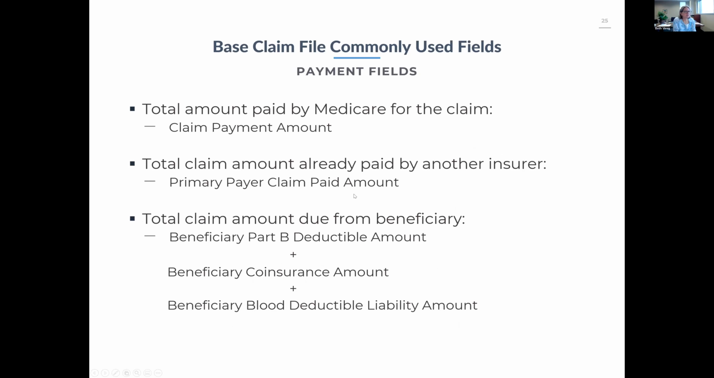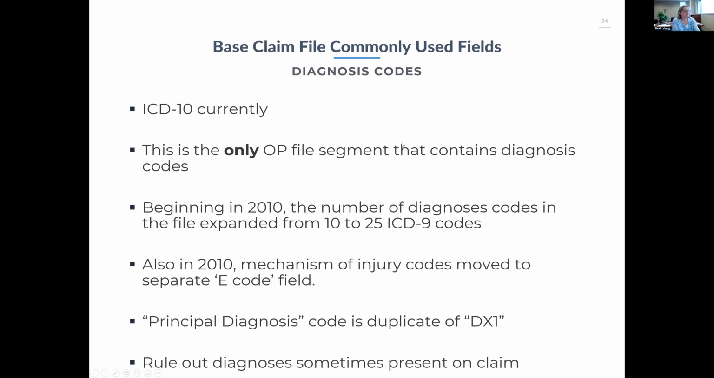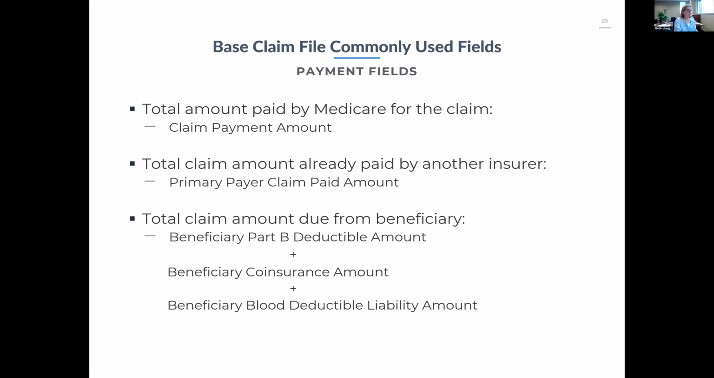Payment fields. We'll talk about the payments later in terms of how to interpret them. But just as a brief thing, the total amount Medicare paid for the claim will be called the claim payment amount. The total amount already paid by another insurer is the primary payer claim amount. So Medicare primary payer is a payer other than Medicare. So it's private insurance. The primary payer is not the first payer, it's the non-Medicare payer. So I think that language is often confusing to people.